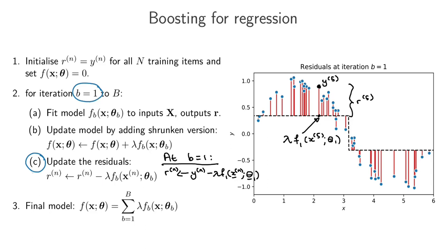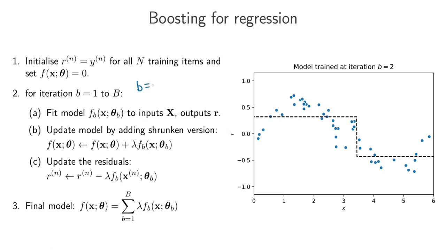What we will do next is we will go back and go on to b equal to 2. Now we're in this new iteration. We've updated our residuals, and then we just continue with the algorithm. So step A says fit a model, which is now f2, to inputs x and outputs r. And r is now just the residuals from the last slide.